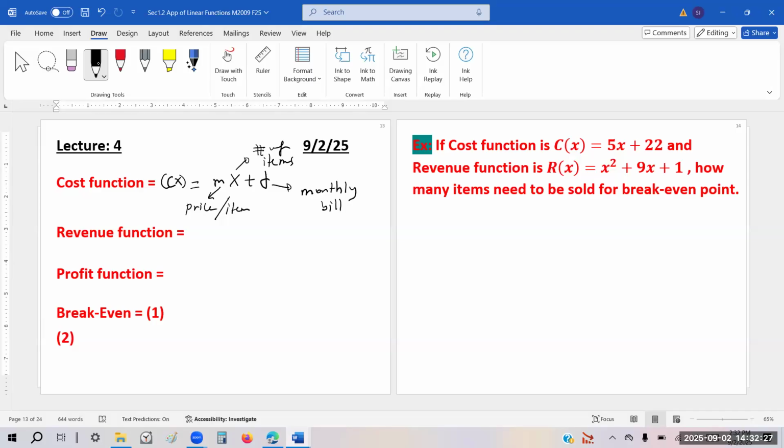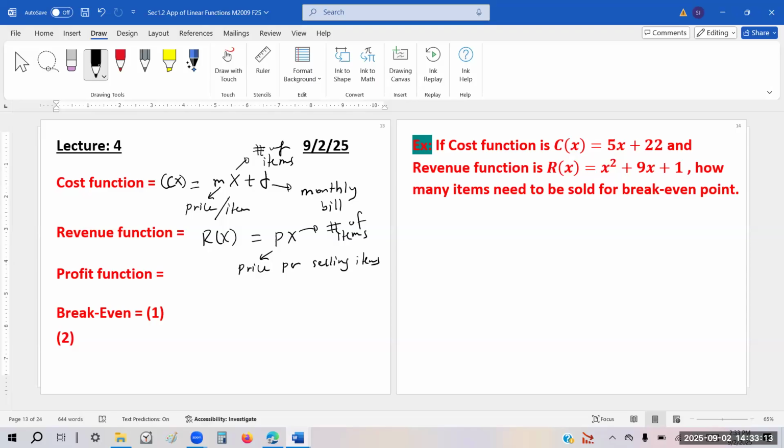Who can tell me the revenue function? How much you get back? How do you figure that out? R of x is px. And what is p? The price per selling item. And x is the number of items. So however many you are going to sell, you multiply those by their price.